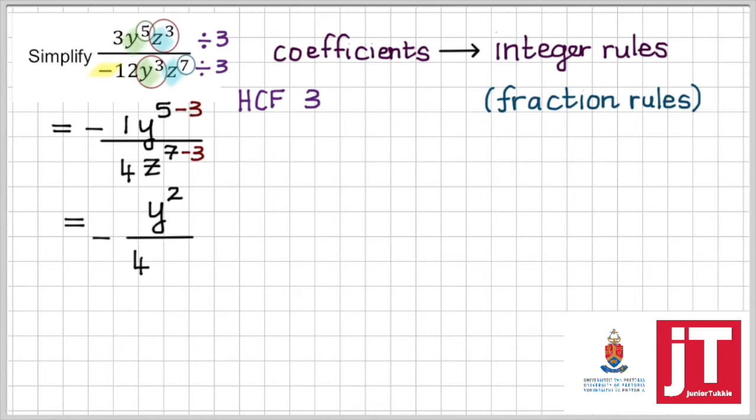If we simplify this further, we end up with negative y to the power of 2, because 5 minus 3 is 2, and 1 times y squared is y squared, over 4z to the power of 4, because 7 minus 3 is 4, and grade 9s, this is the final answer.